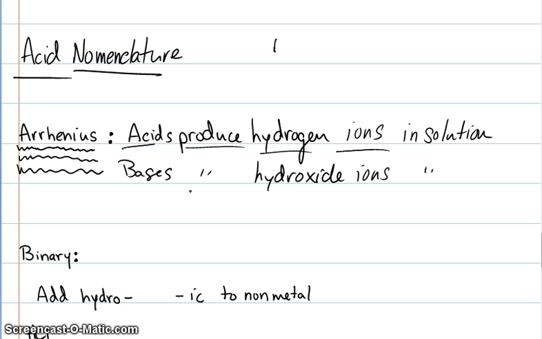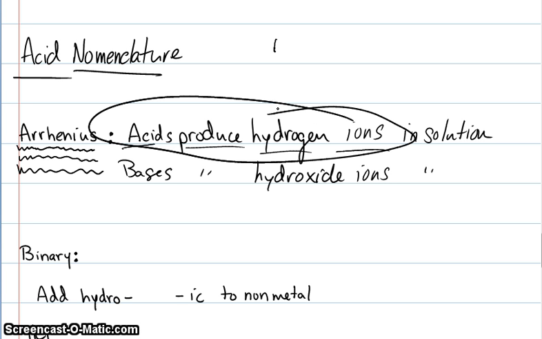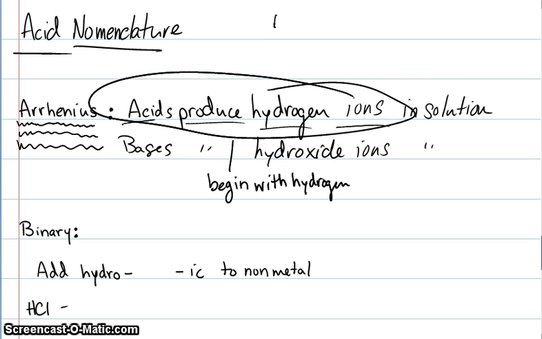Bases produce hydroxide ions. Now bases get named the same way as all ionic compounds, so we don't need to do anything special for bases, but for acids we do have special rules. So what does producing hydrogen ions have to do with anything? That means that acids begin with hydrogen. Could be 2 hydrogens, 3 hydrogens. I've never seen 4 hydrogens at the beginning of an acid, but it might be there.